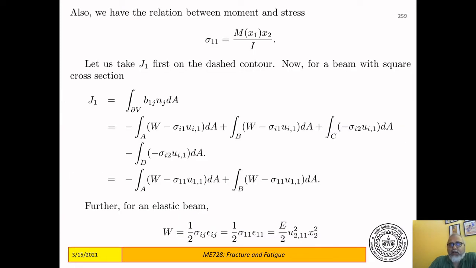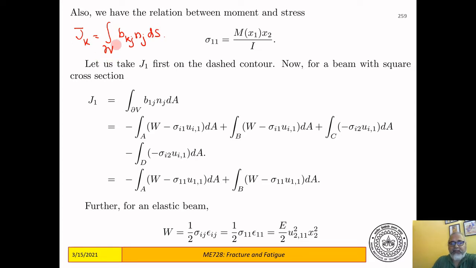Now also you remember sigma is equal to My by I. By sigma we meant sigma 11, because that's the only stress component. The moment can be a function of x1, y is x2, and I is whatever the moment of inertia is for the cross section. In case of a rectangular cross section, it's one-twelfth b h cube. We know this. Now, recall that Jk is the integral over del V of Bkj nj ds.